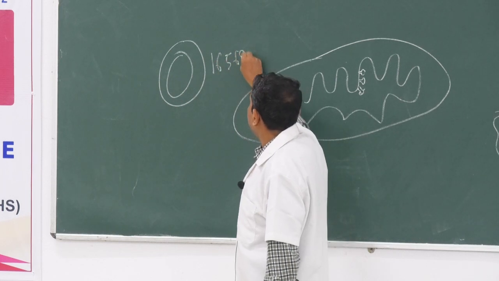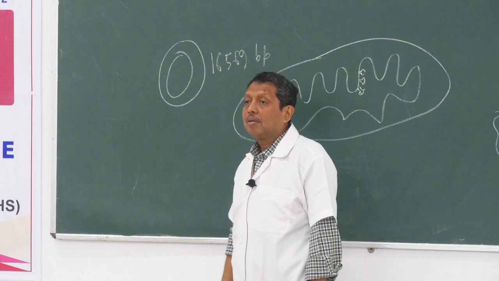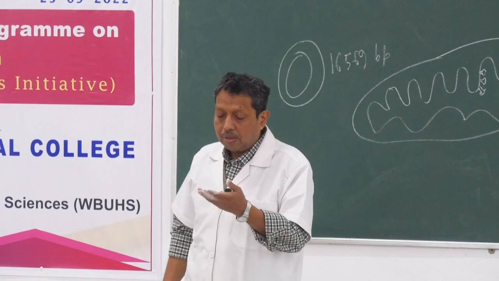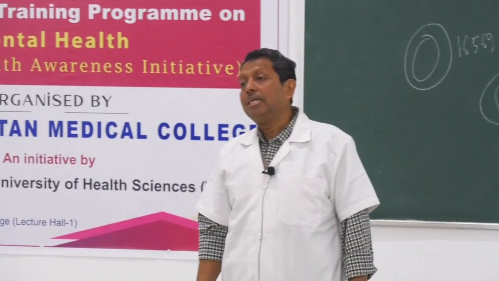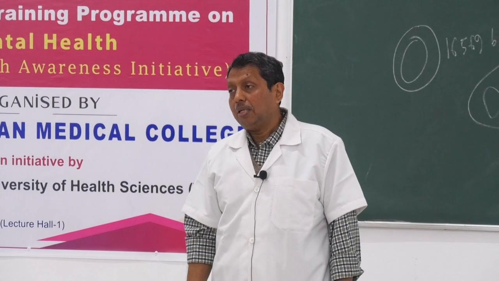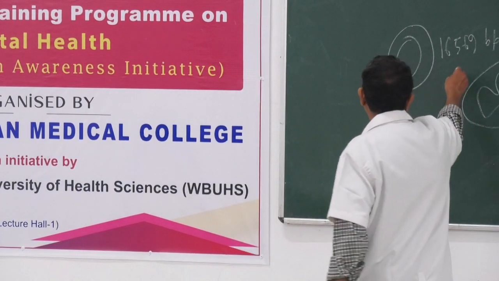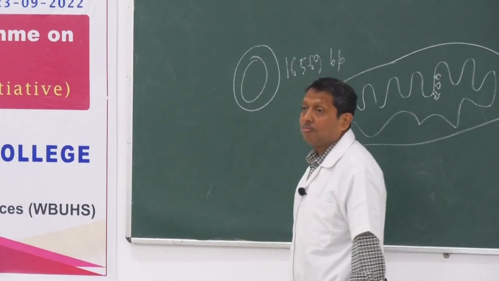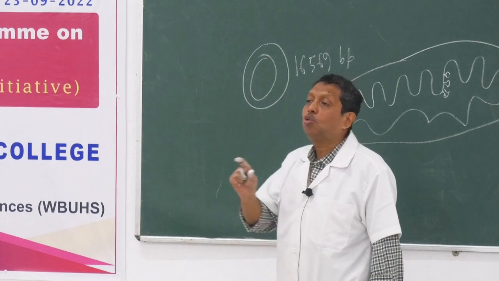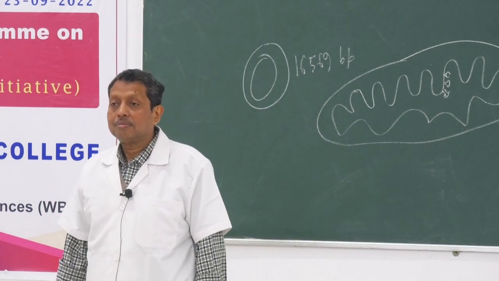1,6,5,6,9 base pair. Wherein the haploid genome of an individual is about 3 billion, 3 into 10 to the power 9 base pairs. And they have a different number, 2 to 10, in a cell, in a mitochondria.